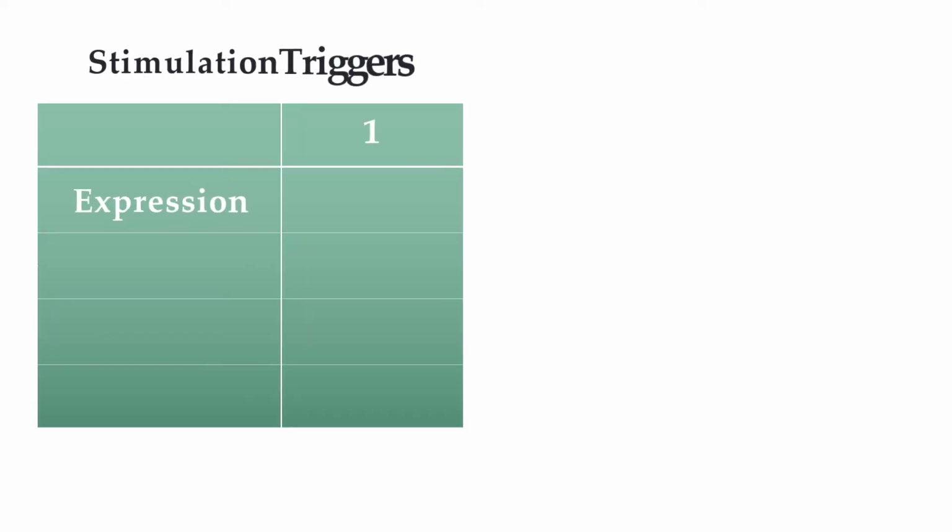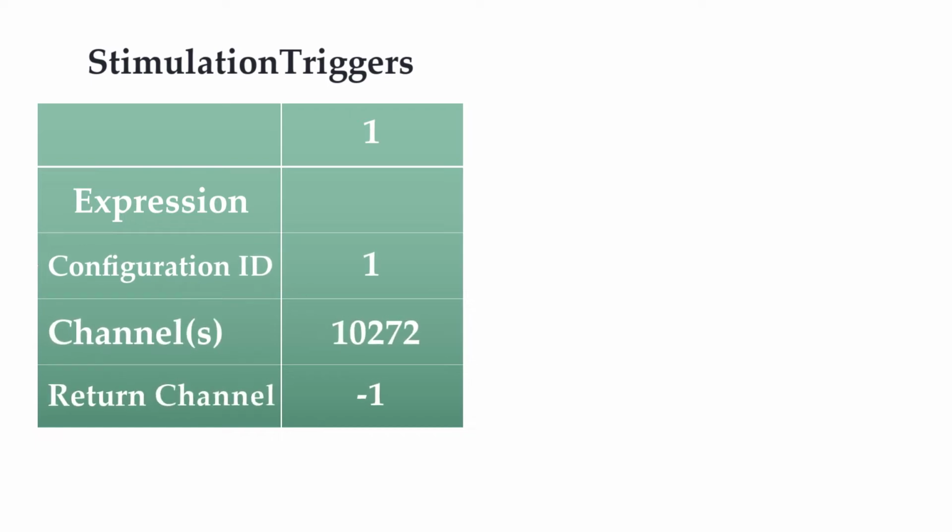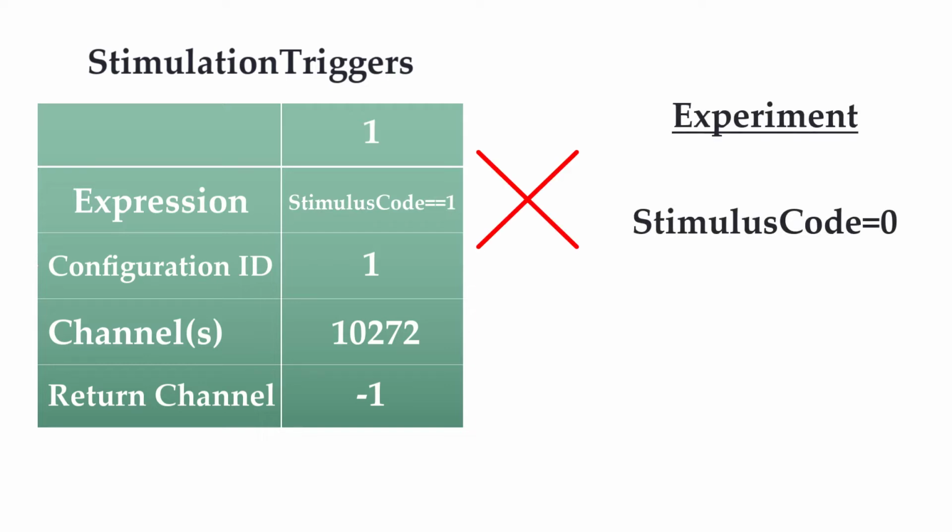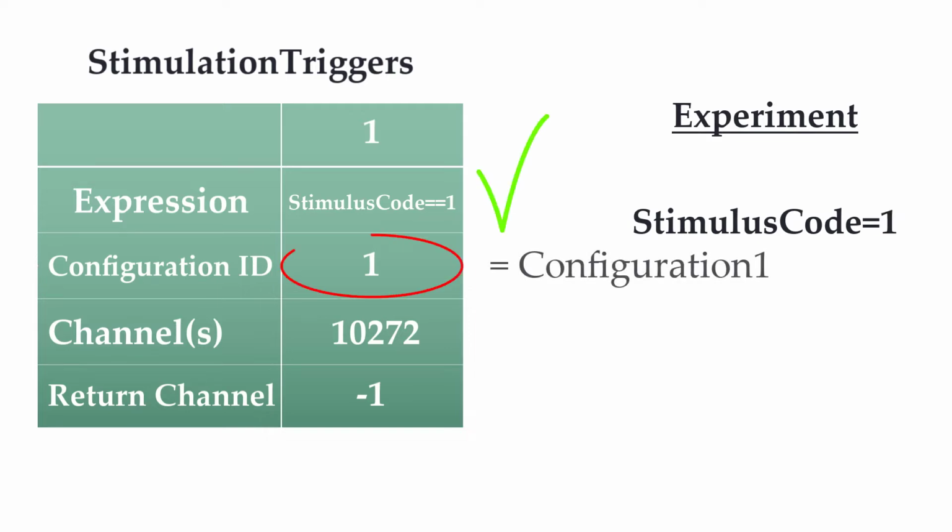The stimulation triggers contain an expression, a configuration ID, a list of channels, and a return channel. The expression must be a valid BCI2000 expression. For example, stimulus code is equal to 1. When this expression is true, the stimulation specified by configuration ID will be triggered. The number corresponds to the column number in stimulation configurations.